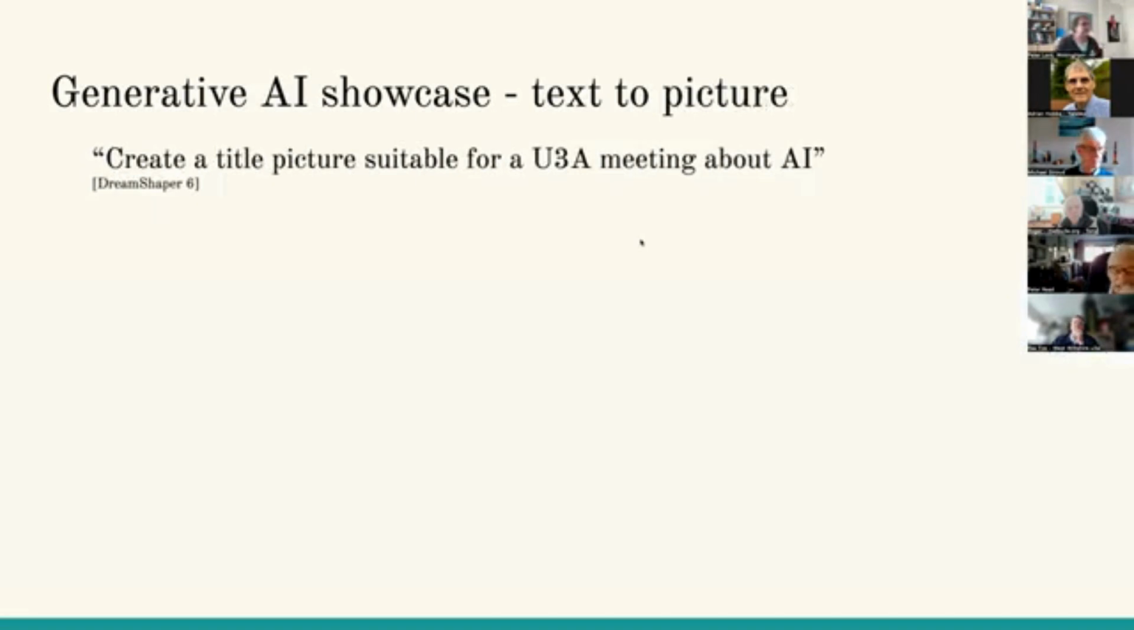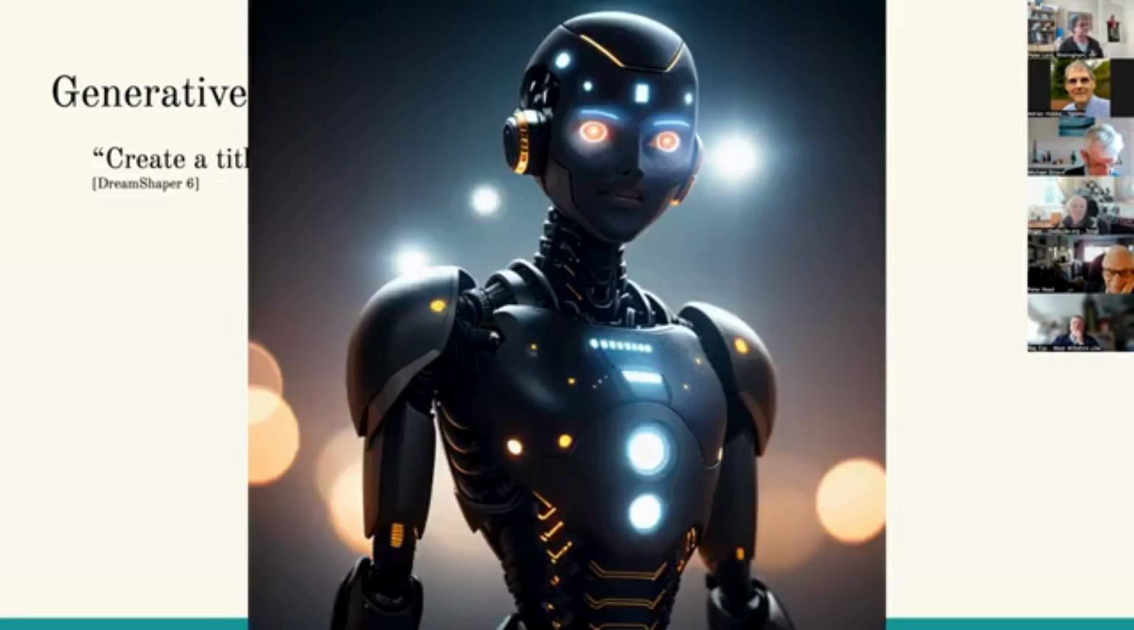And we can go a bit further. Maybe try text to picture. This is what I've typed in: create a title picture suitable for a U3A meeting about AI. You can see a common theme here. And this is what I got. Again, this picture was created specifically for me. It's not a search on the internet. The system wasn't connected to the internet at the time. It didn't exist before. And if you're a photographer, you might see some nice features there. We've got a very narrow depth of field. The background's out of focus. There's actually a very high resolution picture created just for me, only by that sentence I typed in.